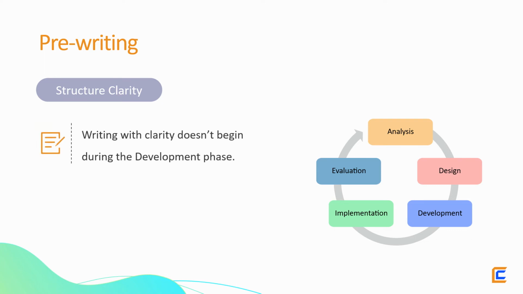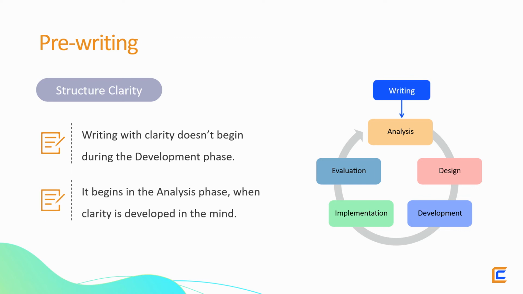Note that writing with clarity doesn't begin during the development phase. It begins in the analysis phase, when you develop clarity in your mind. Unless you have clarity on your topic, your writing will not be clear during course development.